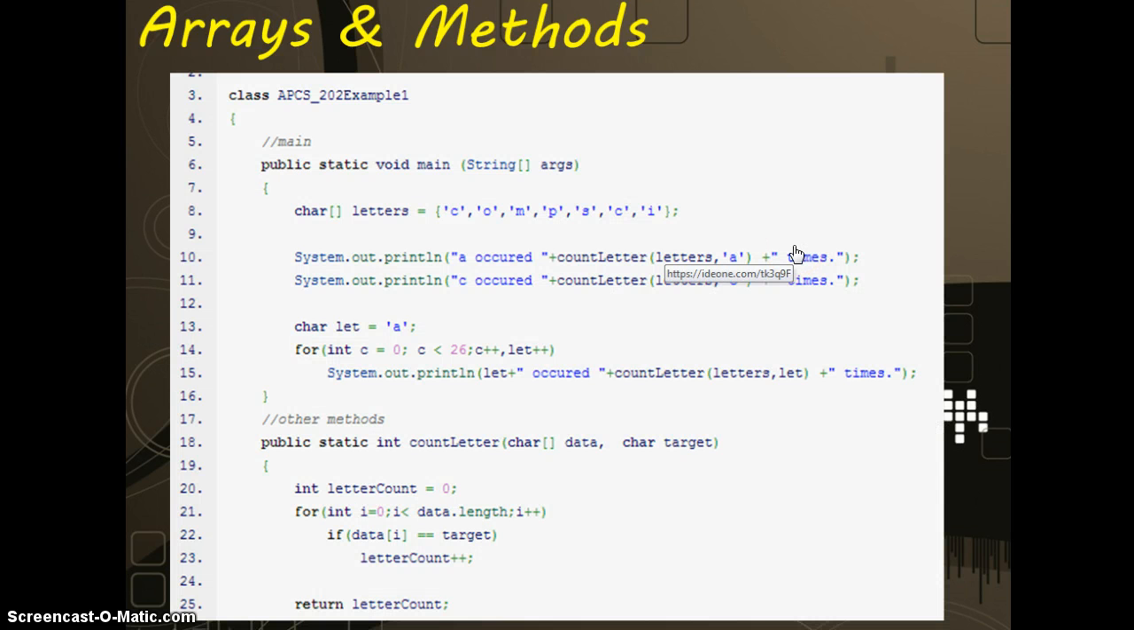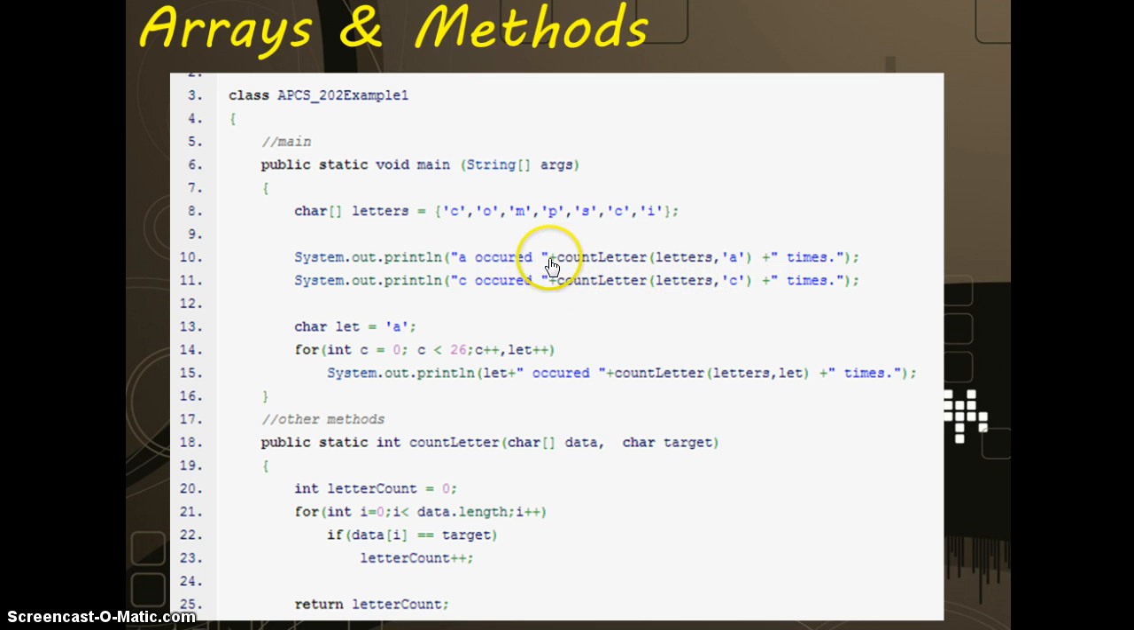Alright, so another example. Here I have a main. I have an array of characters instead of numbers. So note the characters get the single quotes. So I've got comp sci inside my array. Then I have this print line, A occurred, count letters, stuff.